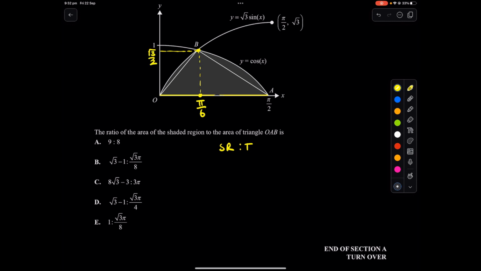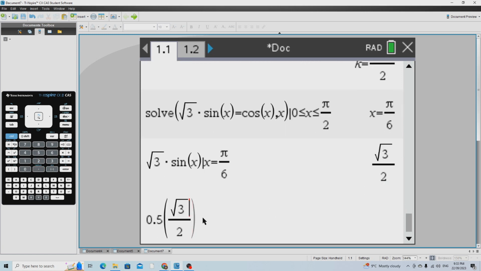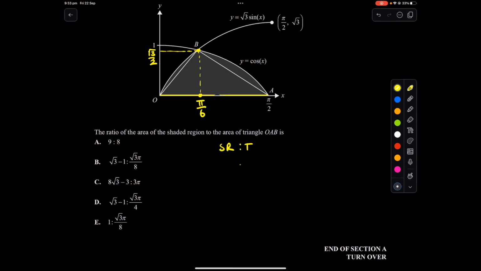So we can say the area of the triangle is half times the base times the height. This is your height, and your base for this one is pi over 2. And it gives us root 3 pi over 8. So let's write that down.